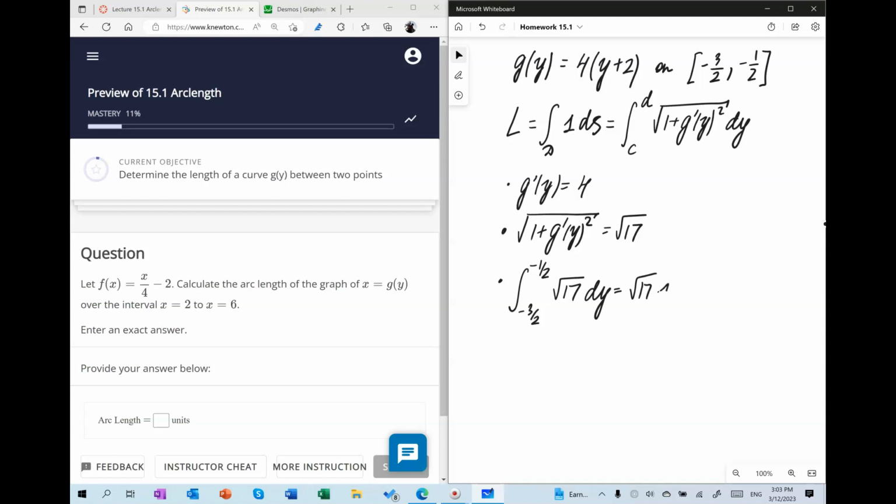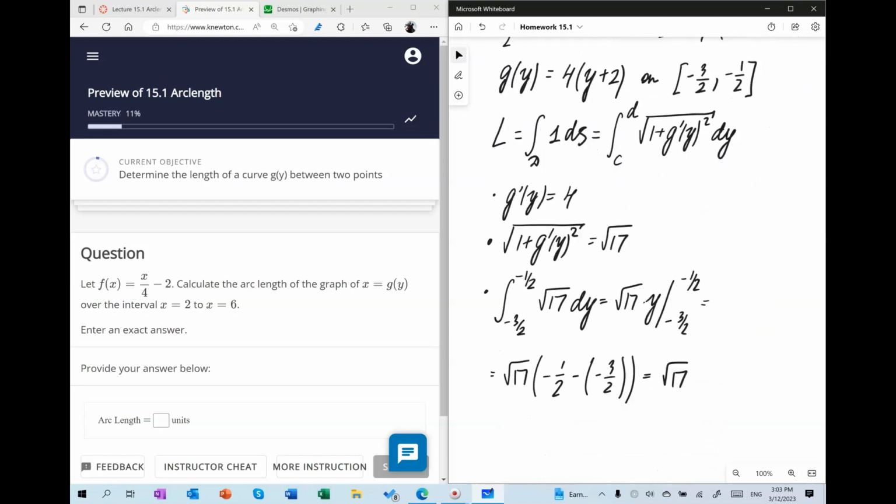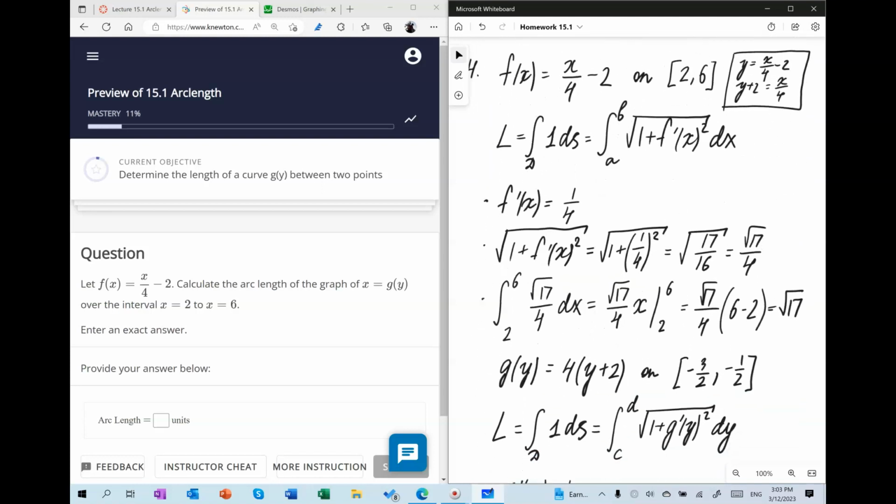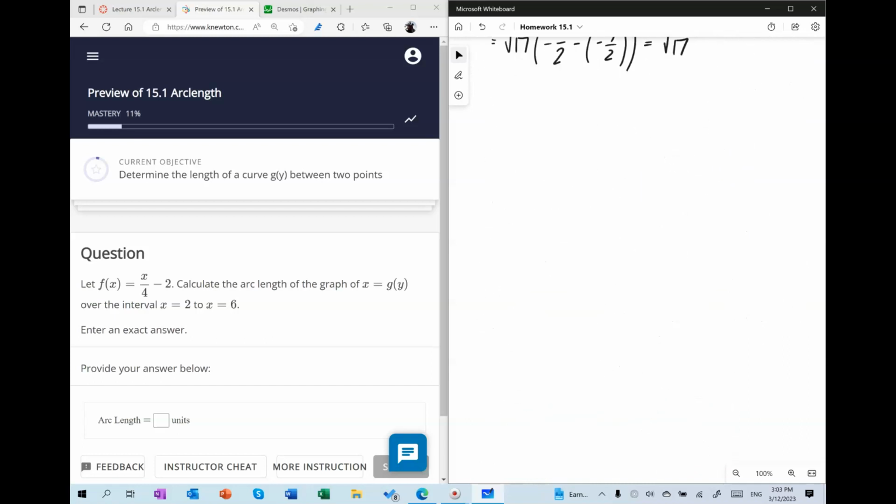and it's going to be square root of 17 times y, from -3/2 to -1/2, and it's going to be square root of 17 times -1/2 minus -3/2, which is just 1. So the integral is also square root of 17, which is the same answer as we got before. So some problems can be done in both ways, and maybe they meant that. I'm not sure what they meant. I'm going to pause and actually report this as a typo in the question.